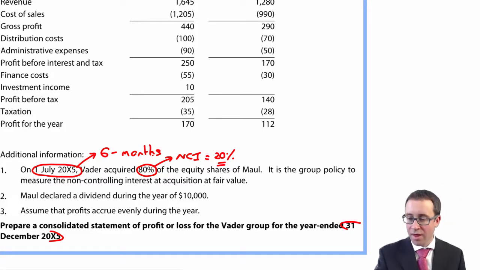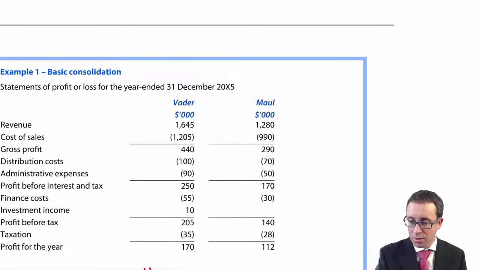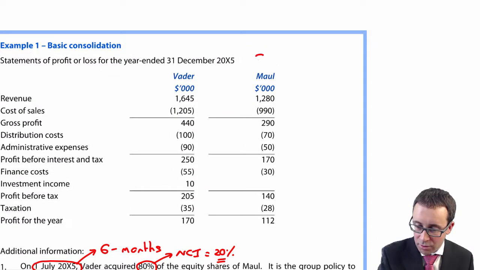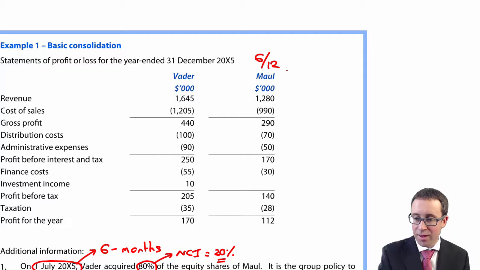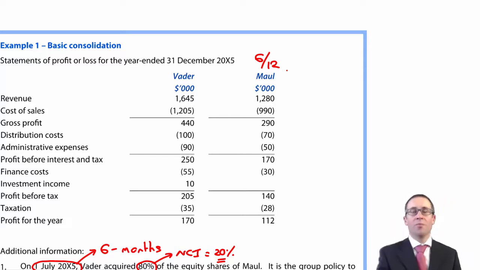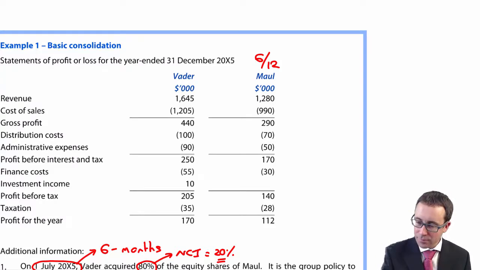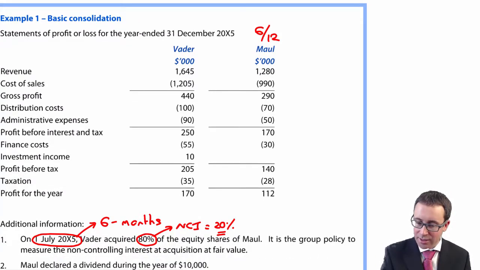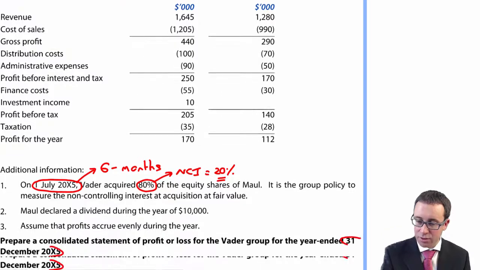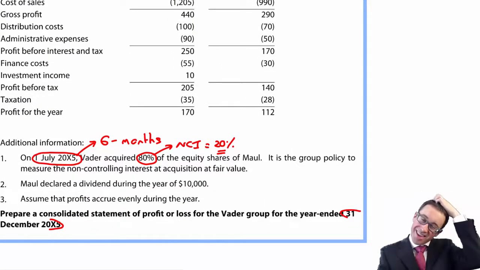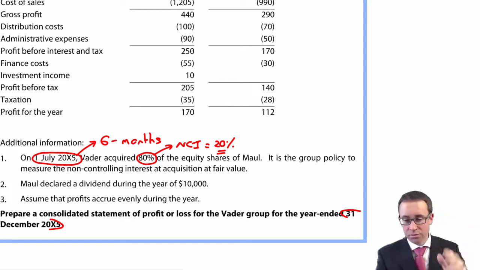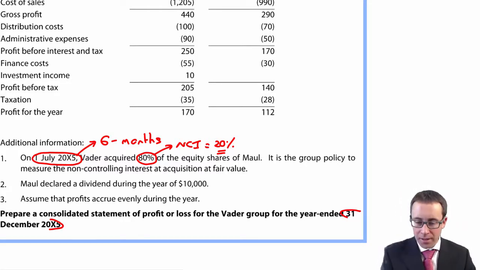The reason why that is important is because when you are looking at the subsidiary's results, everything there needs to be prorated by 6/12. If you forget to prorate it by 6/12, then you may as well not bother answering the rest of the question, because you'll get it all wrong. It's the group policy to measure NCI at fair value. That tends not to be relevant so much within an exam question for profit or loss, but we'll see that more when we get to F2. It's obviously relevant in the SFP.